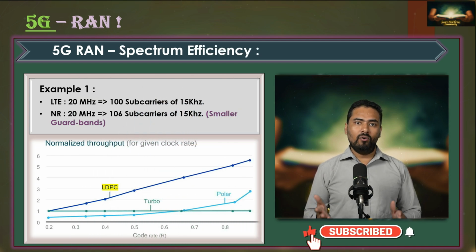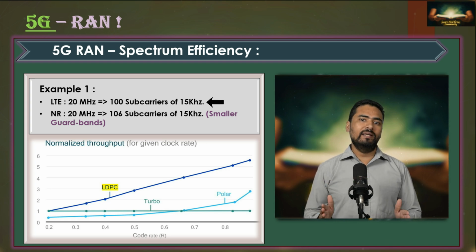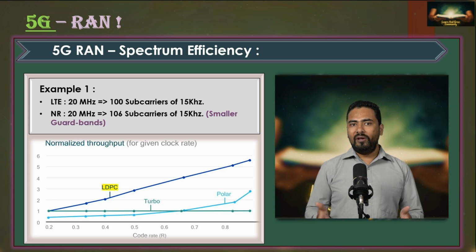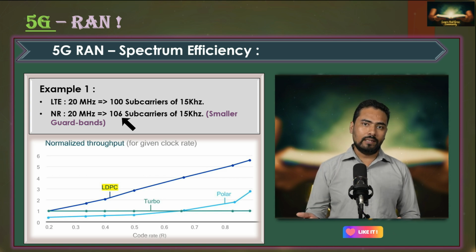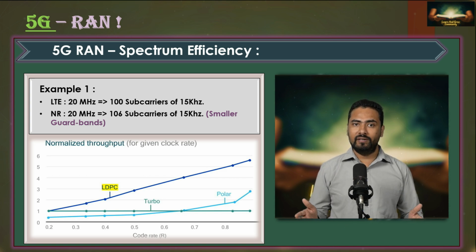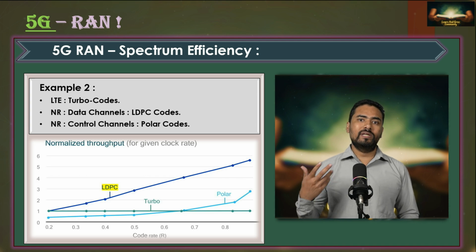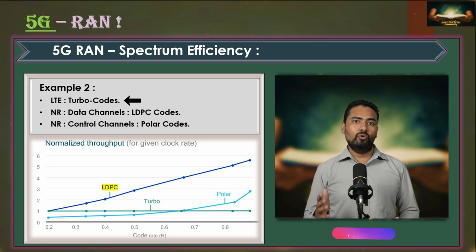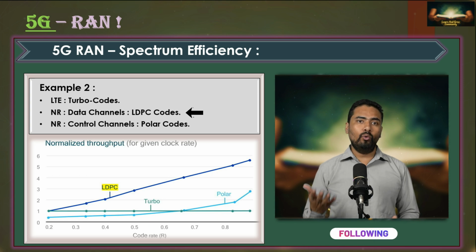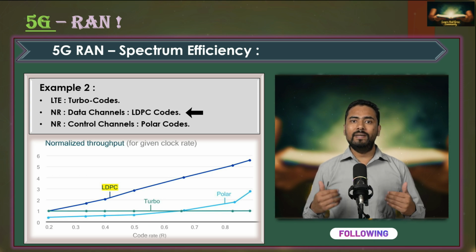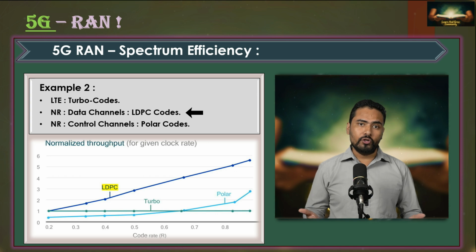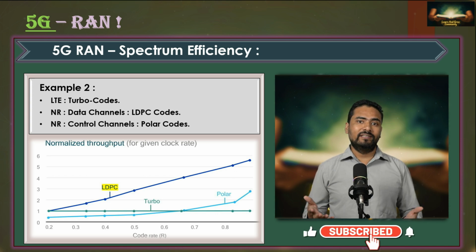First, in this example of 20 MHz spectrum, LTE has 100 subcarriers and each of them is 15 kHz wide, whereas NR can accommodate 106 subcarriers from the same 20 MHz bandwidth at the same 15 kHz spacing, and this happens due to reduced guard bands. Additionally, NR uses new channel coding options. While LTE relies on turbo codes, NR uses low density parity check codes or LDPC codes, which are significantly more efficient, especially for large transport blocks. This makes them ideal for the data channels.